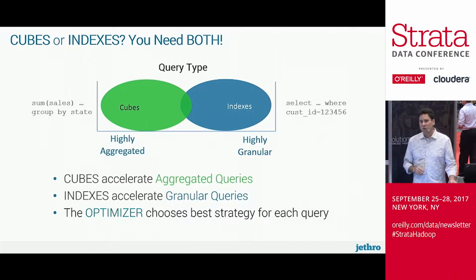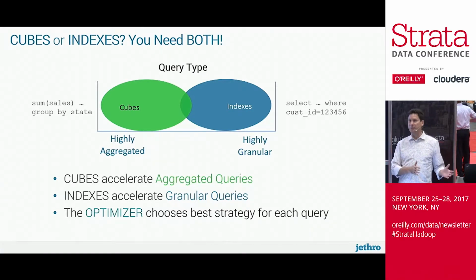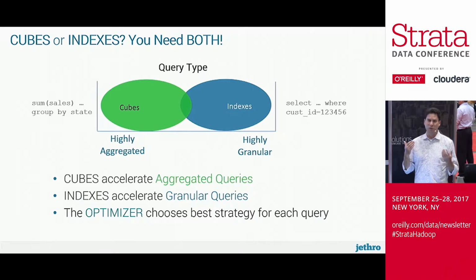The key to Jethro is the combination of cubes and indexes. If you think of BI queries, they range from being very aggregated, such as sales grouped by state, or I want to see the total sales of all the rows that I have in the data set. This type of query, very aggregated, benefits from a cube. If I create a cube aggregation for this query, it will take no time.